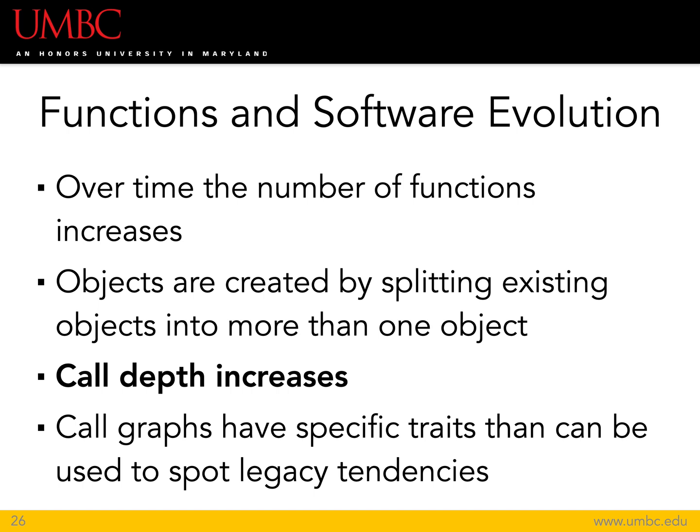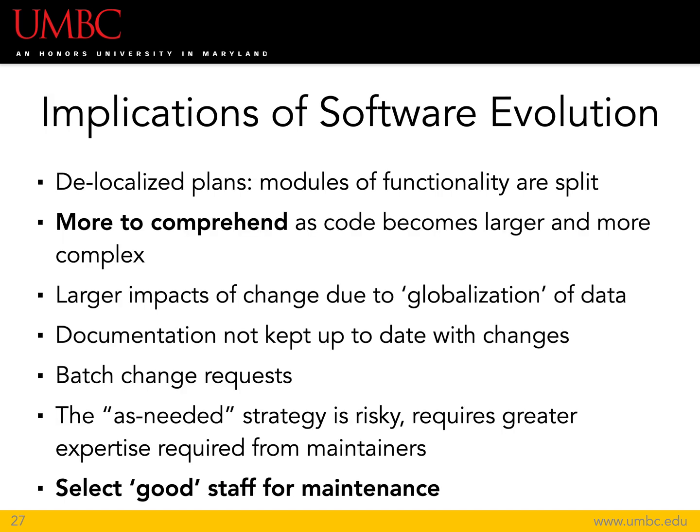So what are the implications of understanding software evolution, of research for software evolution? I think there's two that are really, really important to recognize. First, software as it is maintained becomes more complex. There is more to comprehend. And so therefore, you're going to have to expect that it'll just take longer to implement features that would otherwise seem very simple to implement.